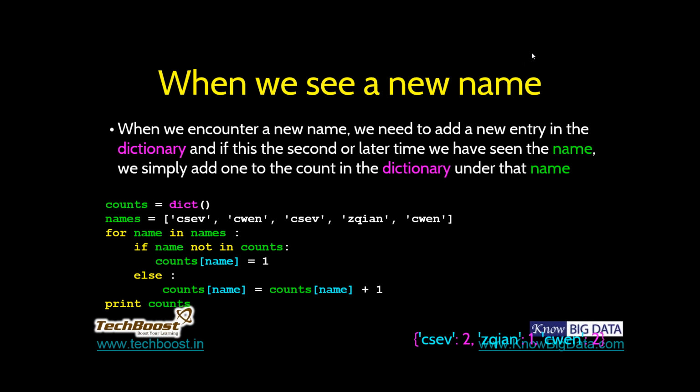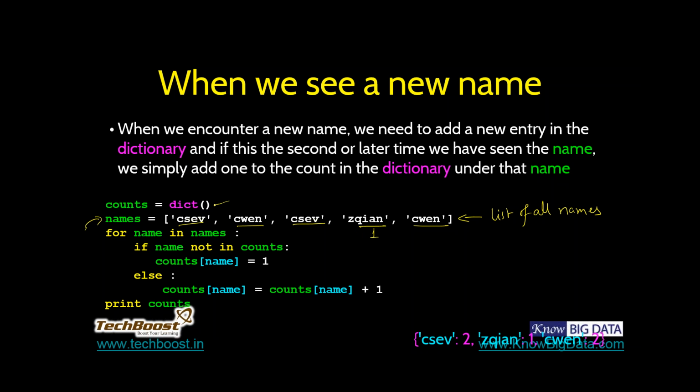We have a given list. The list is names. This particular list is the list of all the names for which we are trying to figure out the count of the words. So this list has a few words, for example, CSEV two times, CWEN two times, ZQIAN a single time. Our program will be performing this task. It will be figuring out how many times a word has occurred, or which is the maximum occurring word.